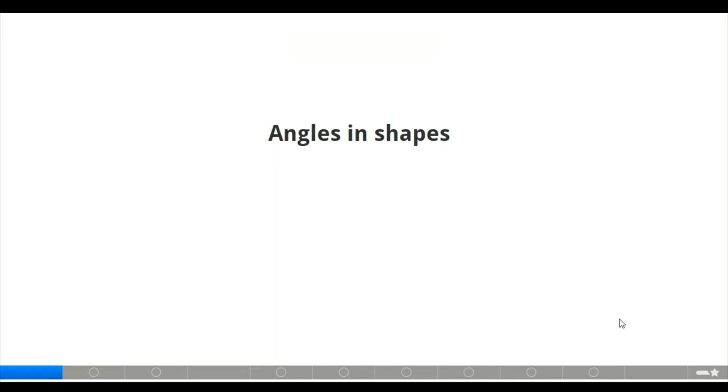Now, mathematics class again. We're going to be looking at another subtopic under our previous class, which is angles in shapes. In this class, we're going to be looking at different angles in triangles, quadrilaterals, and polygons. We have our interactive content here that will serve as a guide for this class.